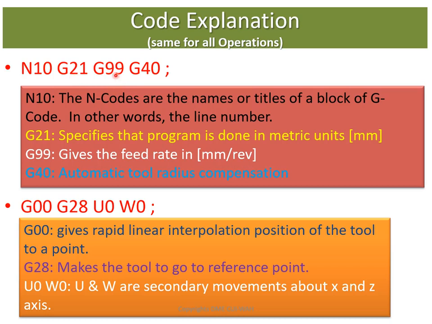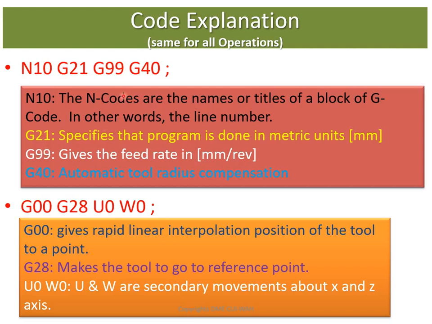G99 code selects the units of the feed rate. So whenever in the code you have given the feed rate, it will consider it in millimeter per revolution. So we can say that we have now set our units in millimeter and we have set our feed rate in millimeter per revolution. Every value you give in the code, the length of your dimension will be in millimeters and the feed rate will be taken automatically in millimeter per revolution with the help of G21 and G99 code.